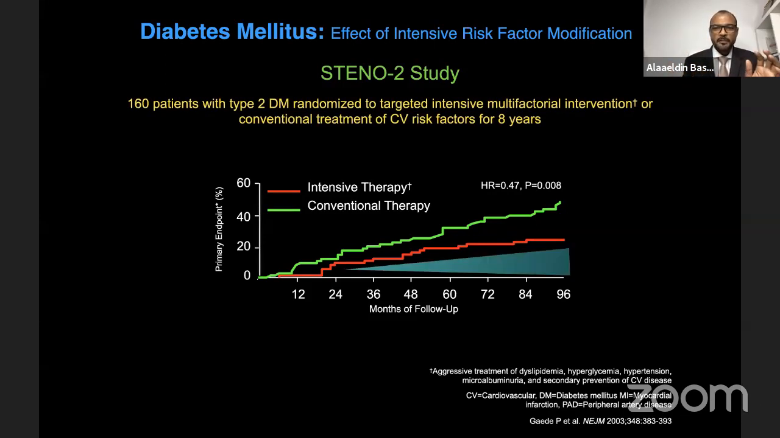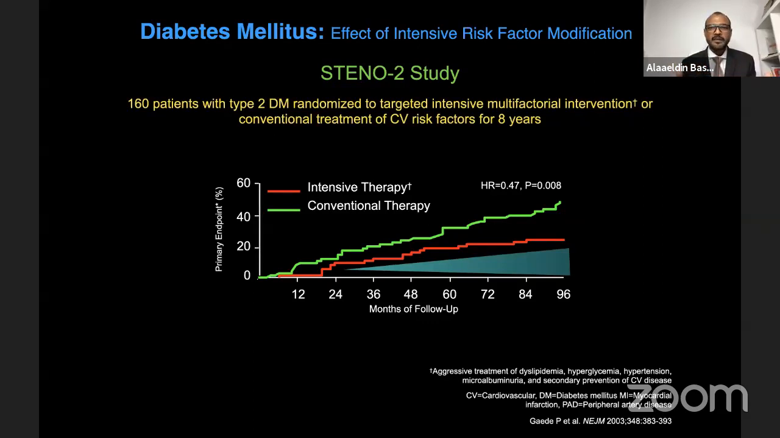However, there is something important to look at. Even after intensification of all risk factors, what remains down here is the residual risk. So even after intensification of all these risk factors, there is a residual risk in diabetic patients.